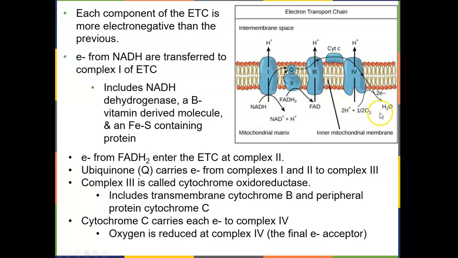What comes out is water. What comes out is FAD. What comes out is NAD. And what comes out is ATP, shown at the end. It'll be the next slide. But those are the total products of this electron transport process.